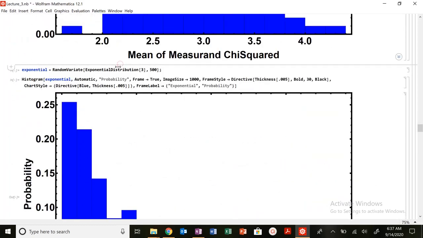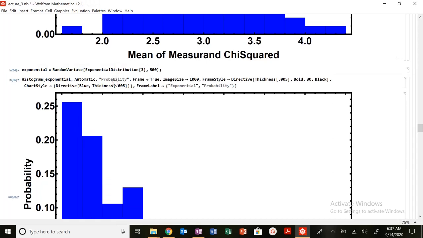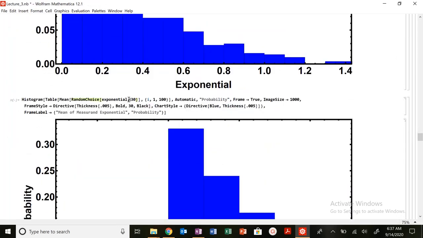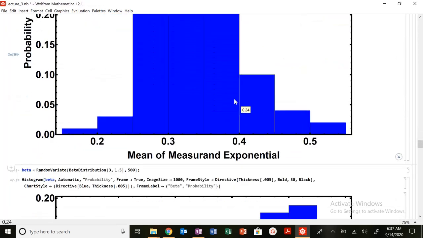Let's look at an exponential distribution. Here's my exponential distribution. If I look at the means, again, normally distributed. What about a beta distribution?